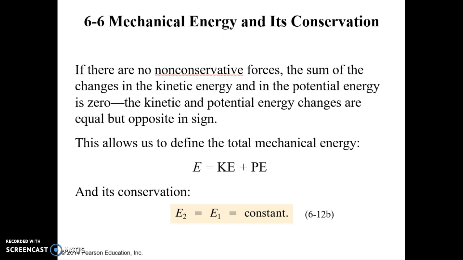Now, with no non-conservative forces, the sum of the change in kinetic and potential energy equals 0. And we'll define the total mechanical energy as E, and that is kinetic plus potential energy. And since the energy is conserved, that means that the initial total mechanical energy equals the final total mechanical energy.